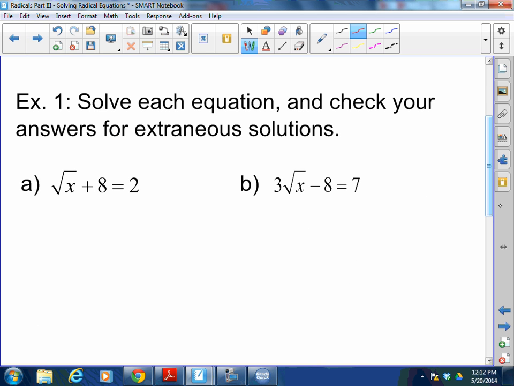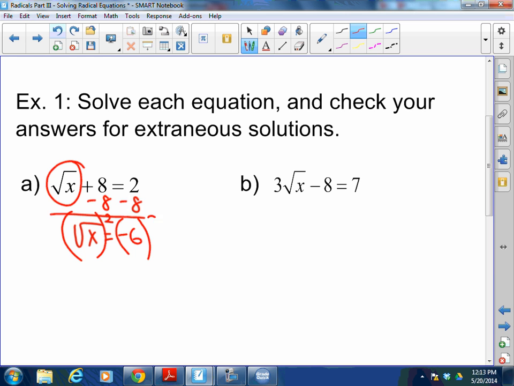I want to solve for x. So I got to get the radical here by itself. So I'm going to subtract 8 to both sides. Square root of x equals -6. What am I doing? How do I get rid of a radical? A square root? Square root, I square it. If it was a cube root, I'd cube it. The radical, or the square root and the power of 2 cancel.